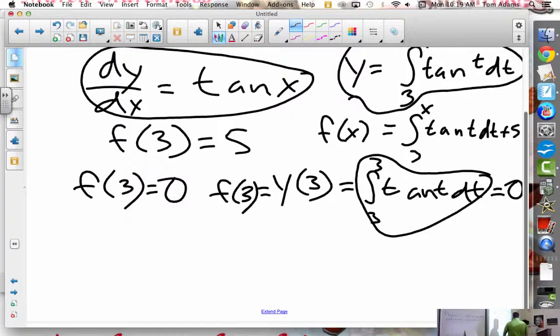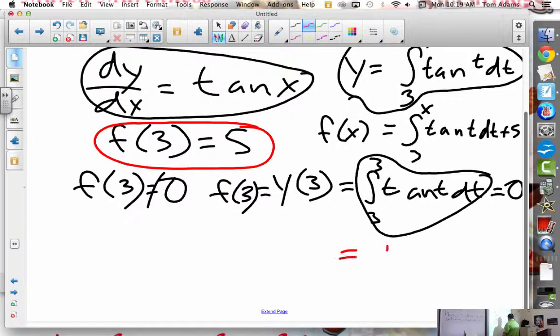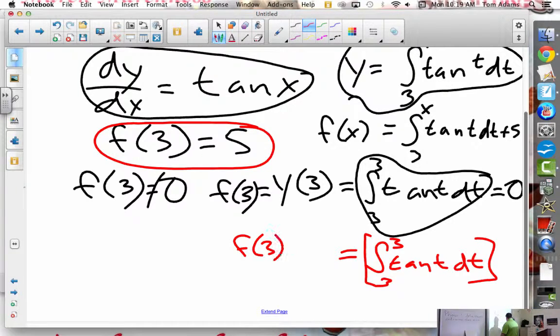If I leave it in that way, but f of 3 does not equal 0. F of 3 equals 5. So this right here, from here to here, equals 0, right? So how do I make it equal 5? Well, it's simple. I just add 5 to it.